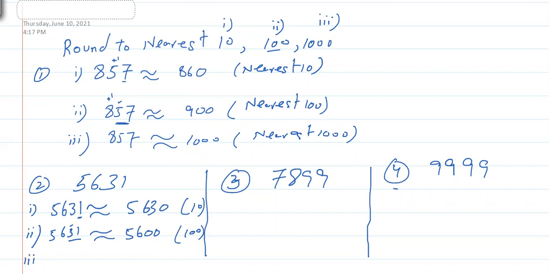For the nearest 1000, what should I do? It is 5631. For the nearest 1000, these are the three zeros. Yes, 1, 2, 3.